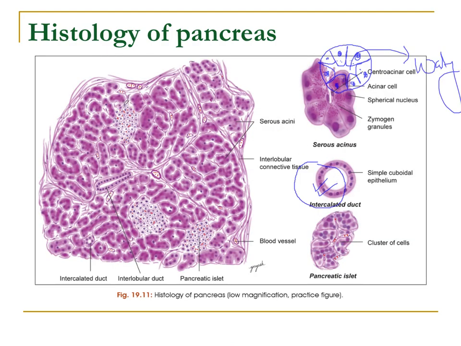So if you see here, you can identify the Islets of Langerhans, and all the other structures you see are the serous acini. These are the exocrine part, and they are also supplied by blood vessels. The exocrine part contains the duct system, so you can find the intercalated duct as well as the interlobular duct for the passing of the materials released from here. From the endocrine part, they are directly released into the blood.